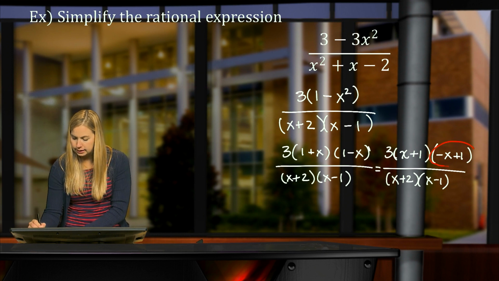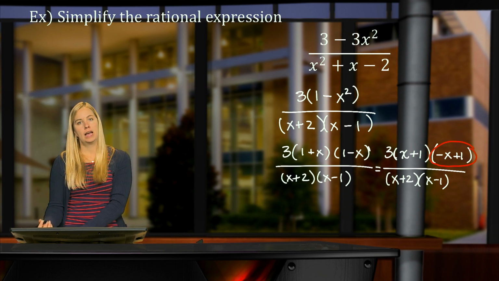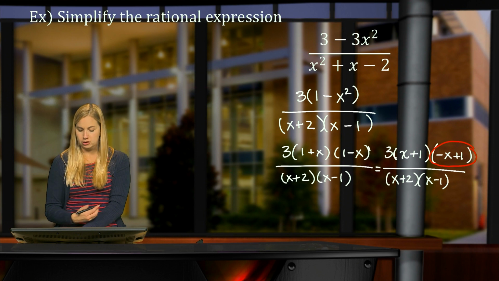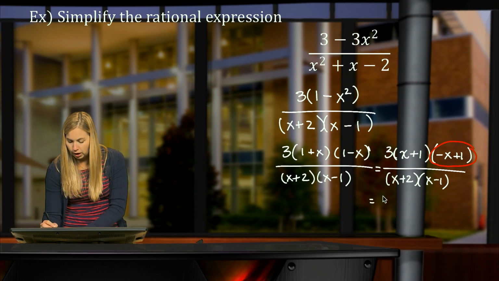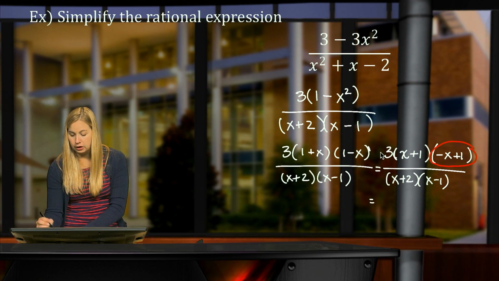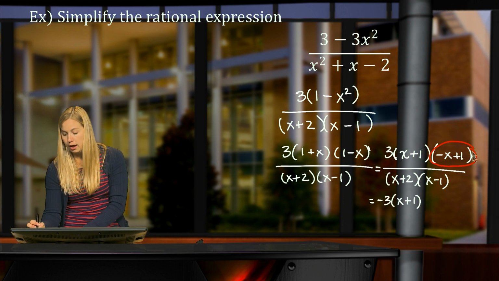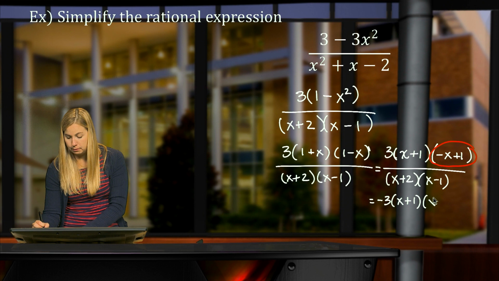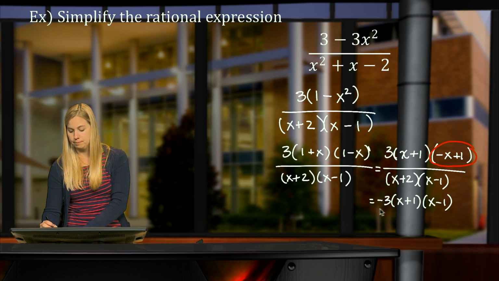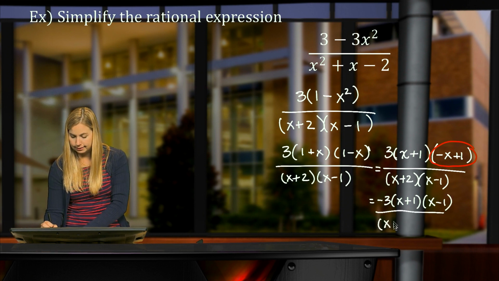Now from this factor, that lead coefficient is negative, so I want to factor that negative out. When I factor that negative out, it's actually going to come to the very front, so this becomes a negative 3 times x plus 1. And I factored the negative out of this, so I'm going to be left with x minus 1 divided by x plus 2 times x minus 1.